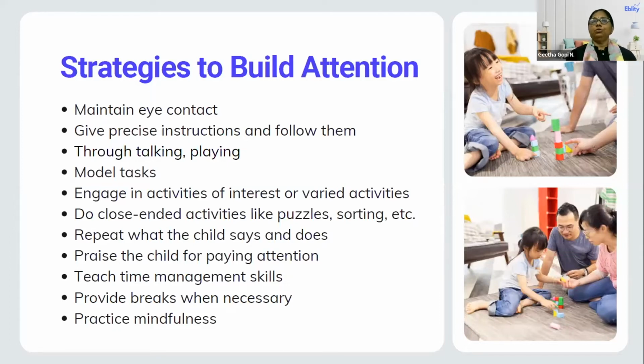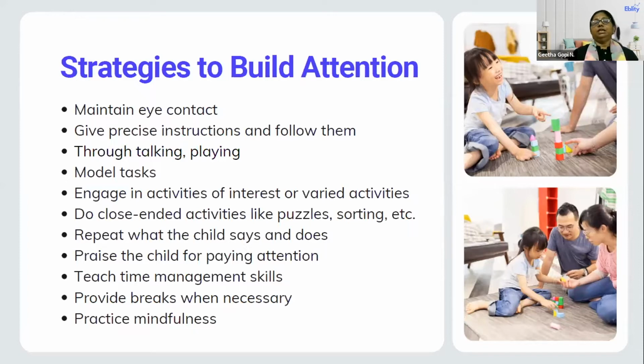Modeling tasks: copying and imitating different kinds of actions and tasks. Engage in activities where there is not always the same kind of repetitive activity. Try and vary the kind of activity so that the interest and the motivation is kept up. When there is better motivation, it will engage the child more actively, and that helps to build attention. And like you all said, do close-ended activities like puzzles, sorting, etc.